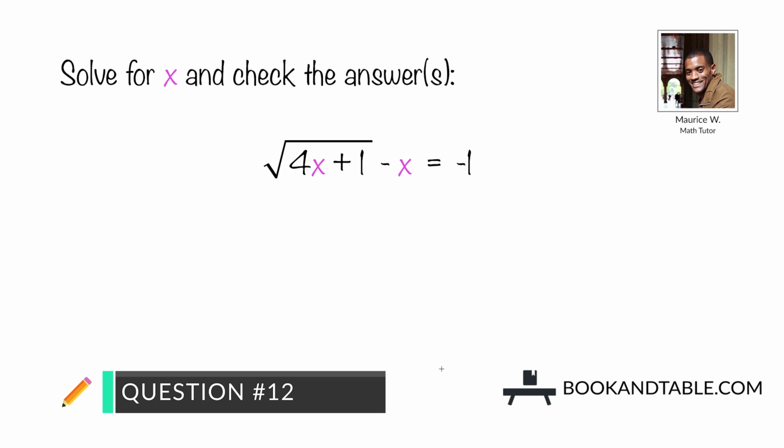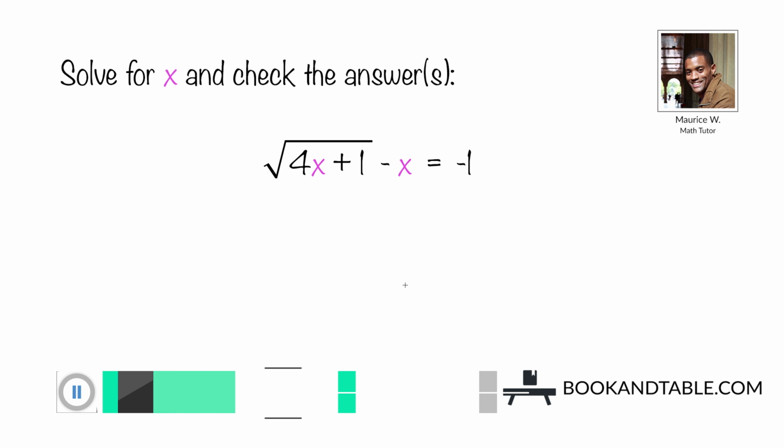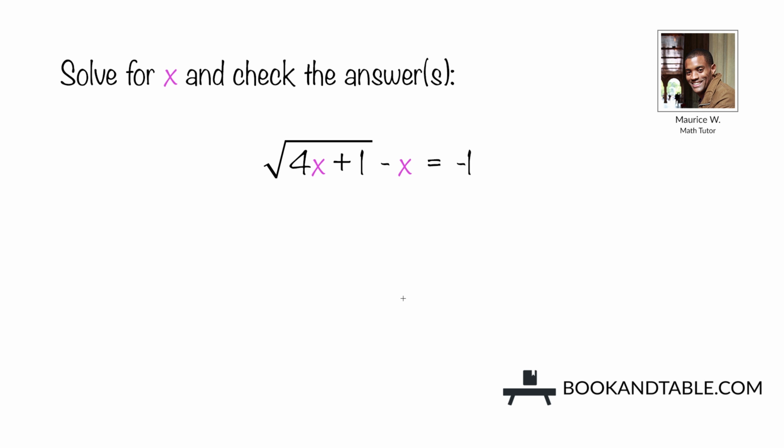Question number 12. Solve for x and check the answers. The square root of 4x plus 1 minus x is equal to -1. Pause the video, answer this question, and then press play when you are ready to begin.